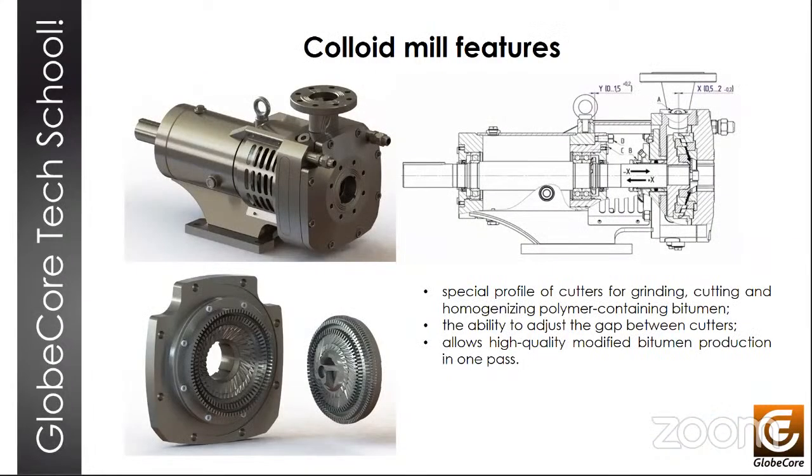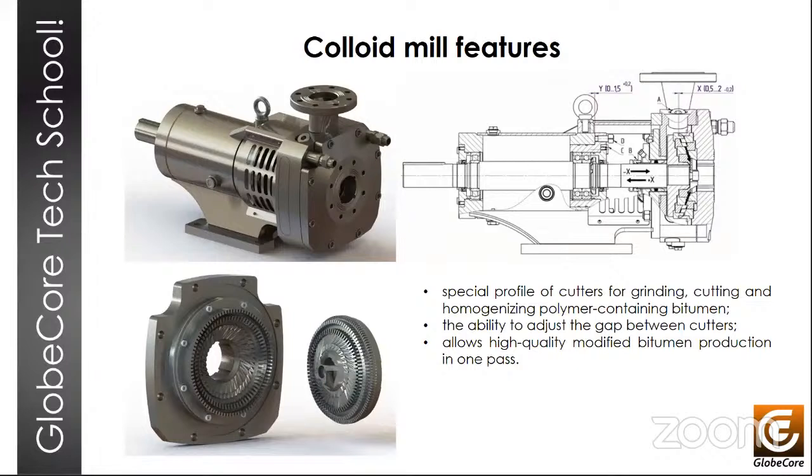So let's talk about the mill. The heart of the plant is the mill. It's the colloid mill. The pumping equipment of the plant has frequency converters. So all of these pumps allow premixed bitumen and polymer to be supplied to the mill at a given rate at a certain pressure. So that relieves the mill from the suction and discharge function. So all of that power can be applied only to the process of homogenizing the product.